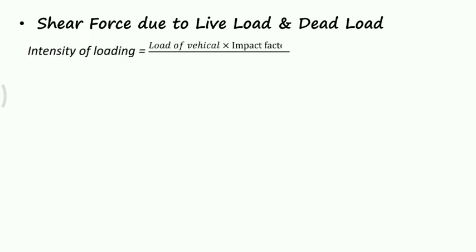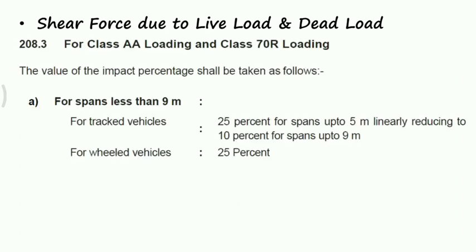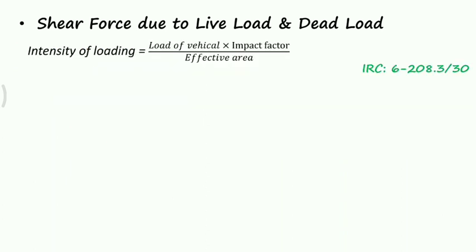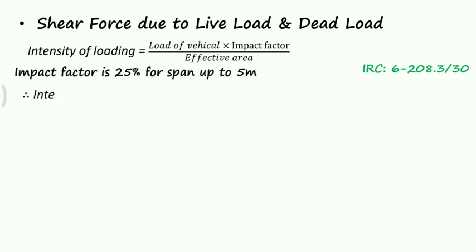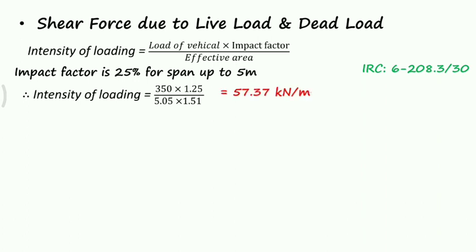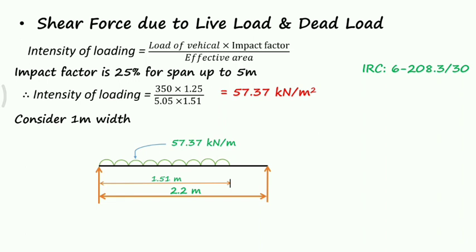Intensity of loading is the load of vehicle into impact factor divided by effective area. As per IRC 6, clause 208.3, page number 30, for tracked vehicles with span less than or up to 5 meter, the impact factor is 25%. So intensity of loading is 350 into 1.25 divided by effective area, which is the effective length of the load, 5.05, into effective width, 1.51. So we'll get 57.37 kilonewton per square meter. Considering 1 meter width, we'll get 57.37 kilonewton per meter.